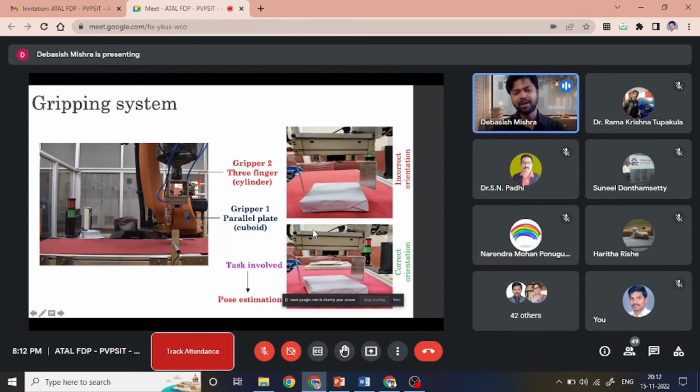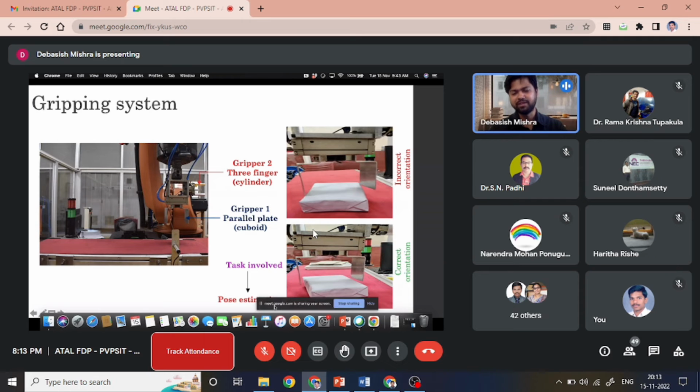It has a parallel gripper. This is the parallel gripper, and this was for the cuboid shape of objects. And on the right side, this is a 3-finger gripper. This was for the cylindrical objects. And with the first task being detecting the object and classifying the object, the second was to identify the pose that was required to pick these cuboid shape objects.